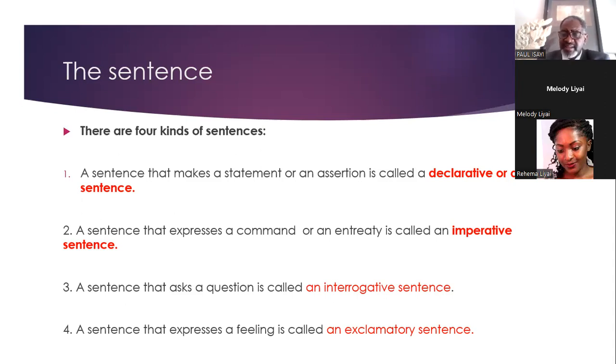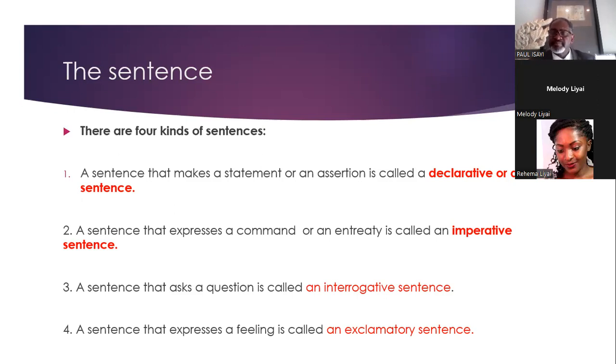And the third kind of sentences are those that are interrogative. They interrogate. When you hear the word interrogation, what does it bring into your mind, Rehema? I would say it's more of wanting to find out more information. You are asking about more information. So can you make a sentence that is interrogating?